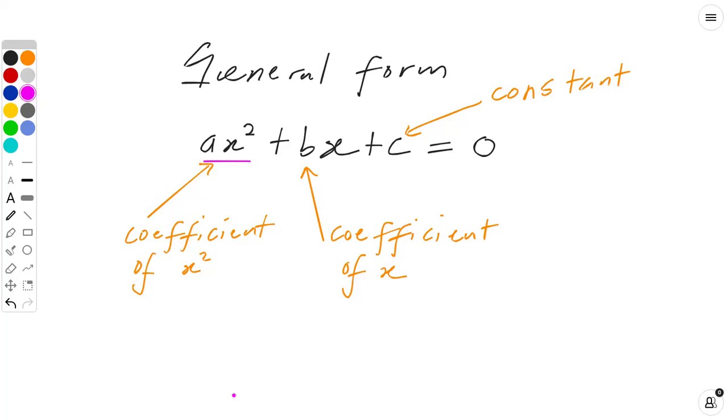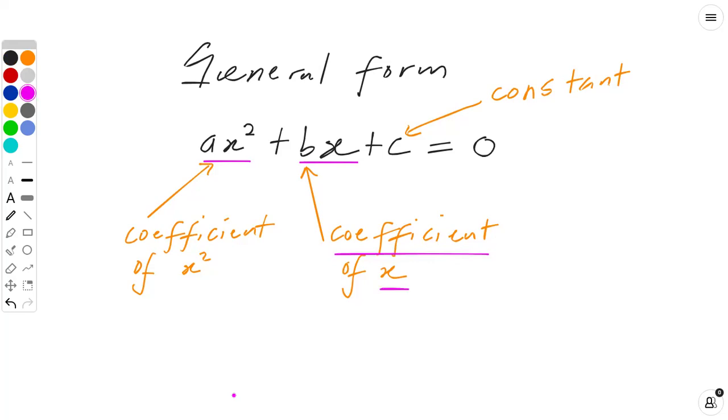And then next we have bx. B represents a number as well, and it's being multiplied by x, which is the variable. So b is the coefficient of the variable x.